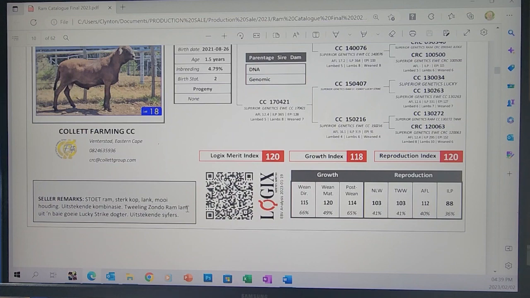He's a Zondo ram lamb, and he was one of a twin out of a very good Lucky Strike daughter with excellent figures. If I say stud ram, I mean it's a ram that I'm prepared to have used in my stud. But I can only use so many, and I can only use 1 or 2 from every bloodline, because we have 7 bloodlines that we have to have representatives of every time.